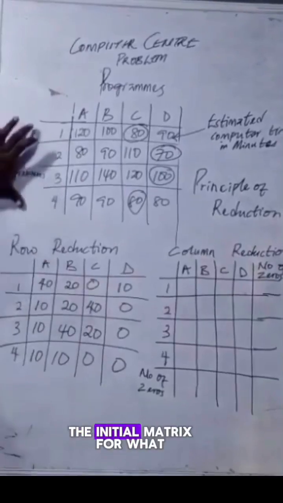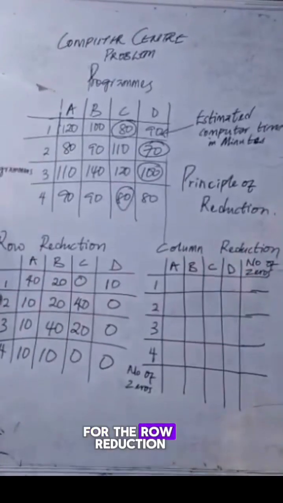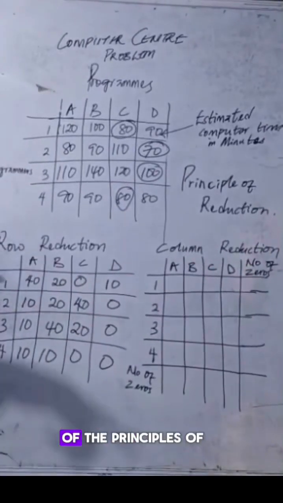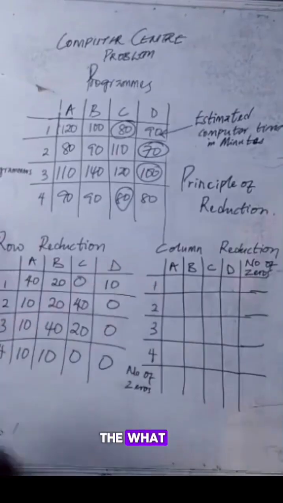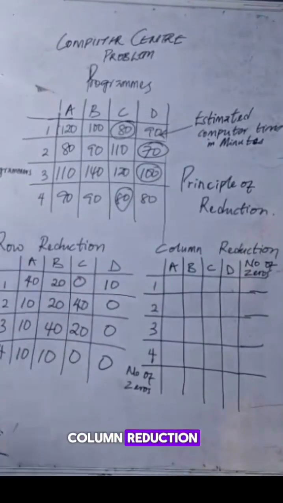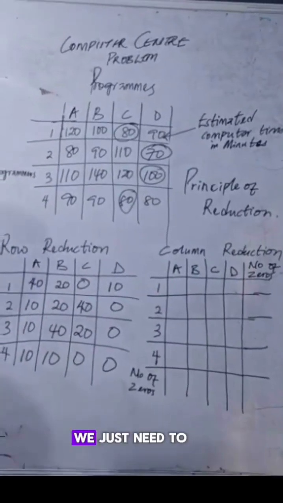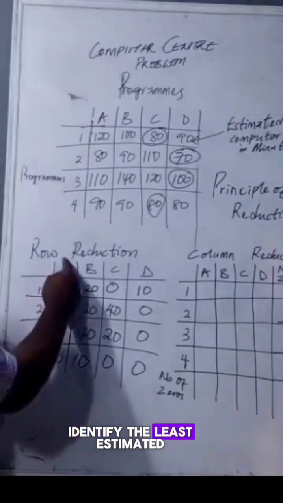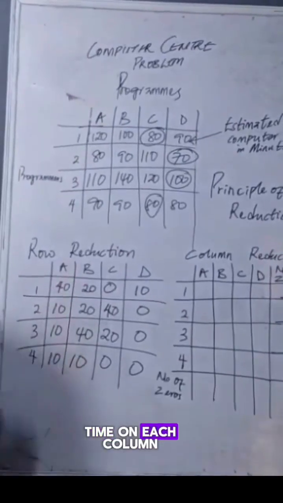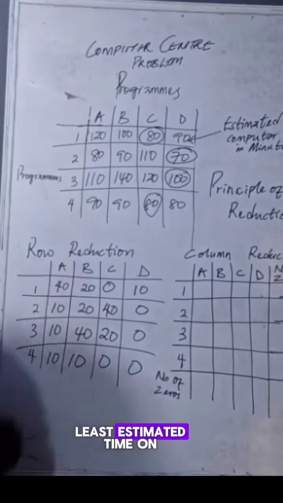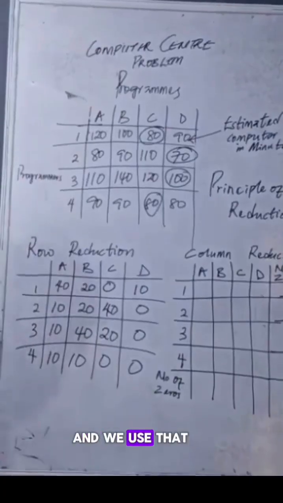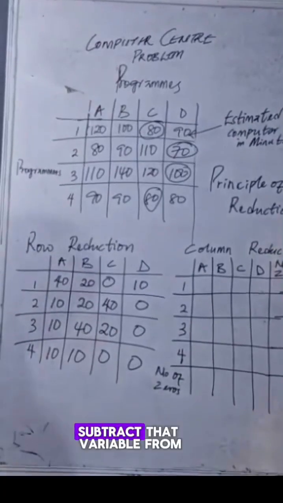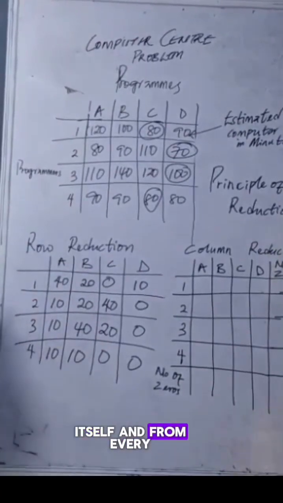So we've used the initial matrix for the row reduction. The next aspect of the principles of reduction is to do the column reduction. How do we do the column reduction? We just need to identify the least estimated time on each column, and we subtract that variable from itself and from every other variable.